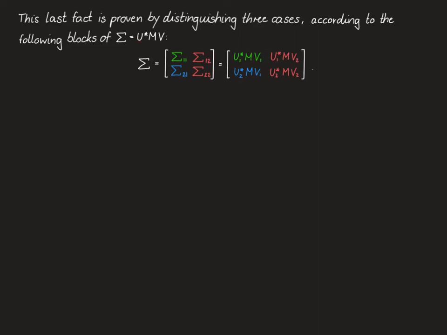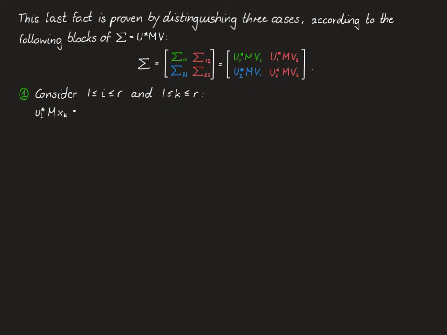Namely, sigma can be partitioned into these four blocks, sigma 1,1, sigma 2,1, sigma 1,2, and sigma 2,2, which are given by these expressions according to the subblocks U1 star and U2 star of U and V1 and V2 of V. In the first case, which corresponds to the green subblock of the matrix sigma, we consider the index i between 1 and r and the index k also between 1 and r.